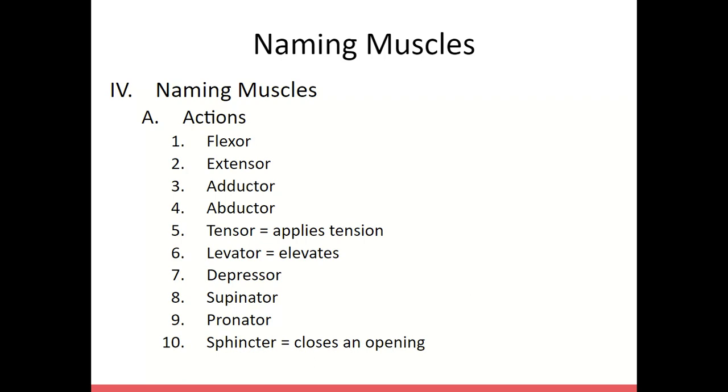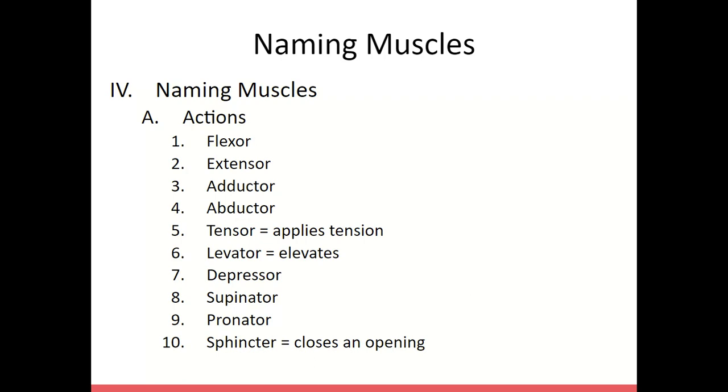All right, so the first way that we can name our muscles is based off of their actions, aka what do they do? And if you look at this list, this should look really familiar to you because these are pretty much the same things we learned in the joints chapter. So the same movements at joints are going to come back again. For example, flexor and extensor. If you remember, to flex means to decrease an angle at a joint, to extend means to increase the angle at a joint. And so that's what these muscles do.